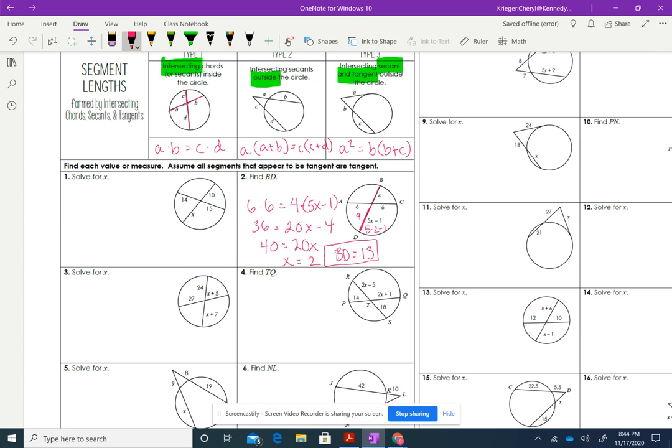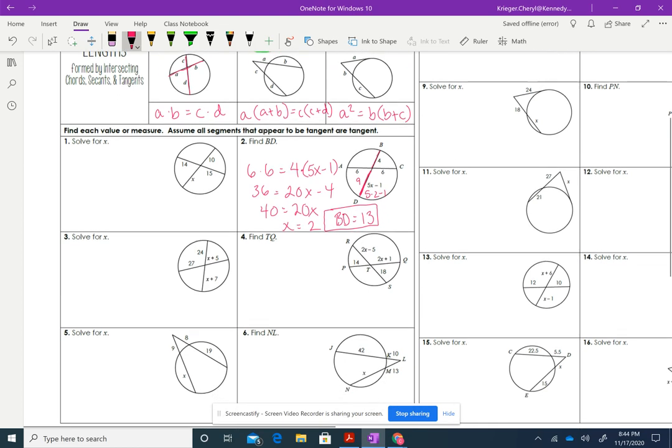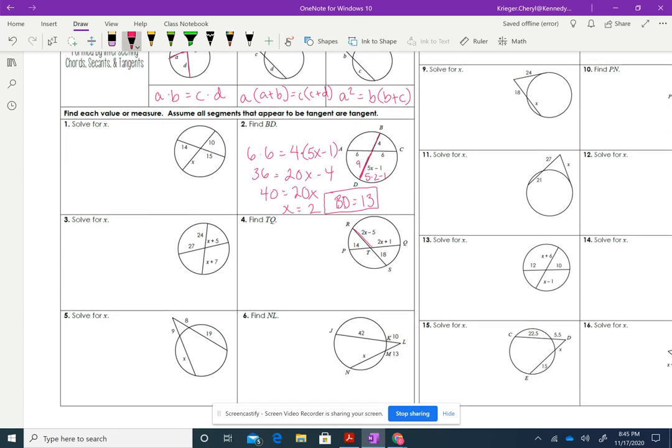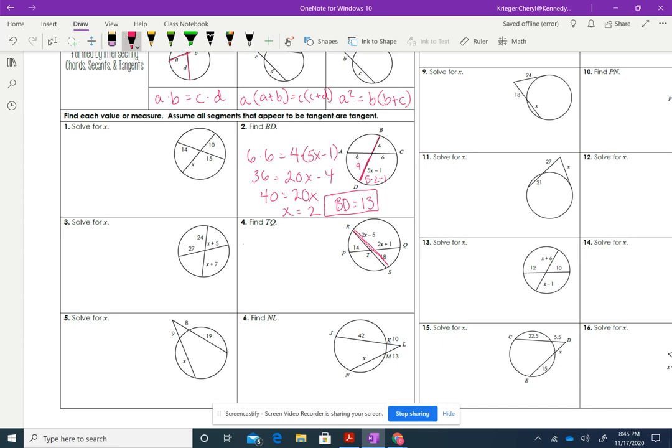Number 4, they step it up a notch with the math here, but the way we solve it is still the same, right? We have two intersecting chords, so I'll say 18 times 2x minus 5 equals 14 times 2x plus 1. Okay, 18 times 2 is 36x minus 90 equals 28x plus 14.